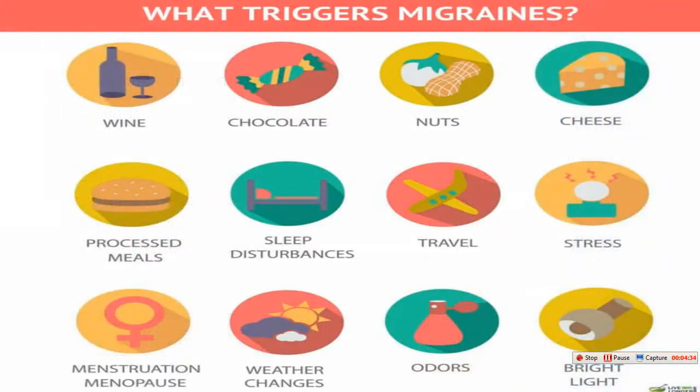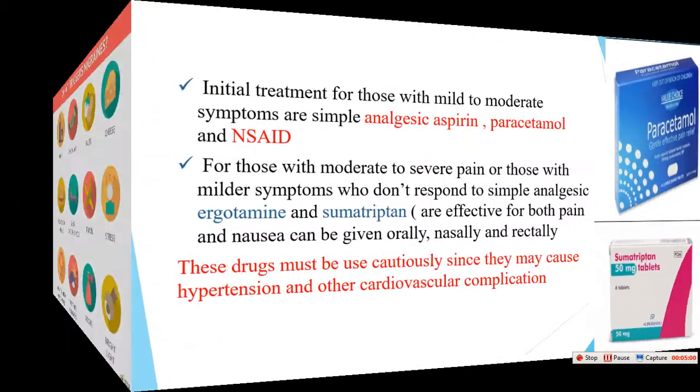These are the trigger factors for migraine pain: wine, chocolate, nuts, cheese, processed meals such as fast food, sleep disturbance, also traveling, stress, bright light, odor, weather change, and after menopause. These are all the trigger factors of migraine.